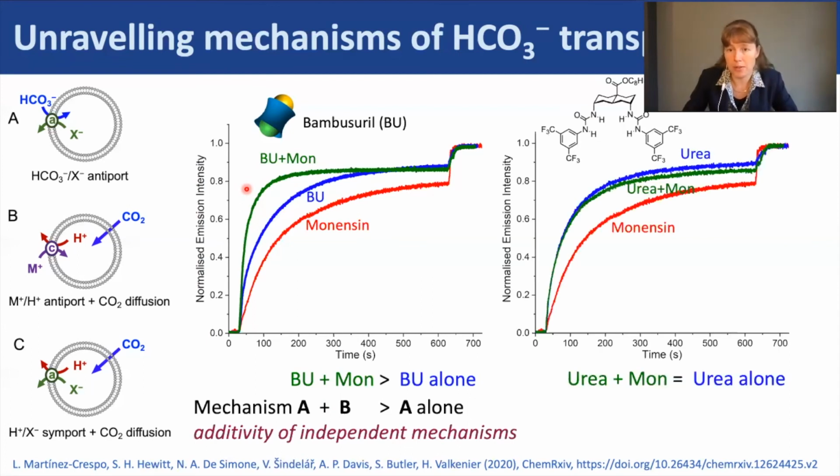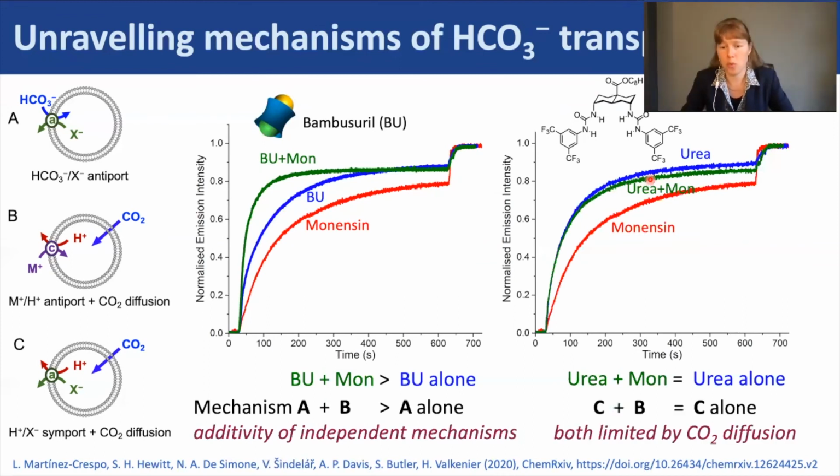But now when we used this urea compound and we compare the blue and the green curve, we see that the rate of transport doesn't change upon the addition of monensin. And that indicates that the urea acts primarily via mechanism C. So this HCl transport combined with CO2 diffusion. If then CO2 diffusion is rate limiting, adding monensin, facilitating mechanism B, but still CO2 diffusion being rate limiting, we see no change in the rate of transport.